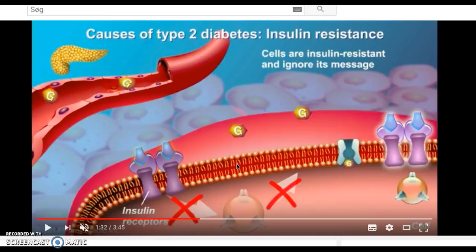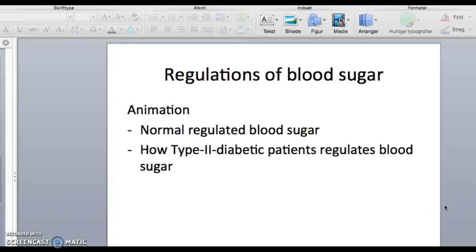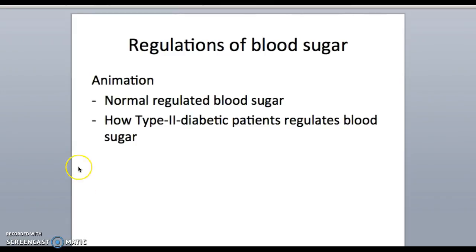So it's difficult for the body to absorb the sugar from the blood into the cells, and this causes a constantly high blood sugar. The glucose isn't let into the cells, so the muscle cell can't use it for energy. And this is the main problem for type 2 diabetic patients, that the blood sugar is way higher than a normal person's blood sugar, because the glucose can't get into the cells to be burned or used for energy.